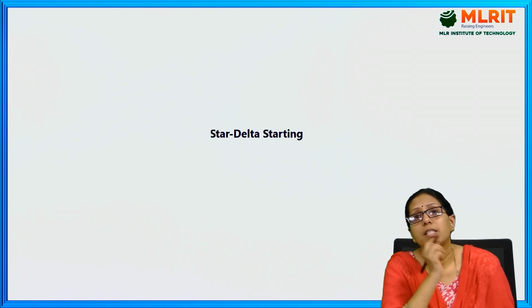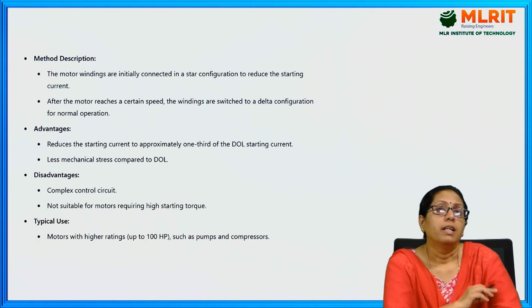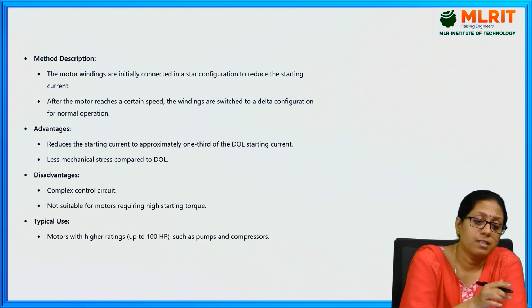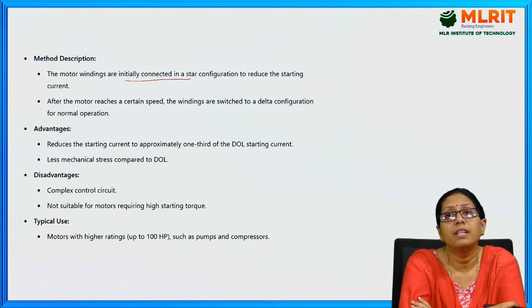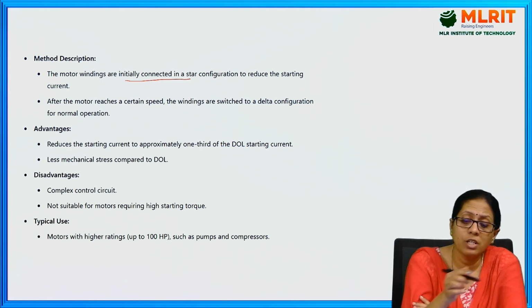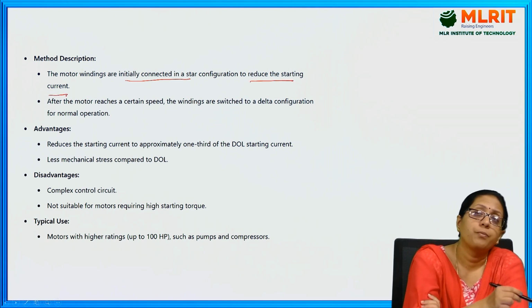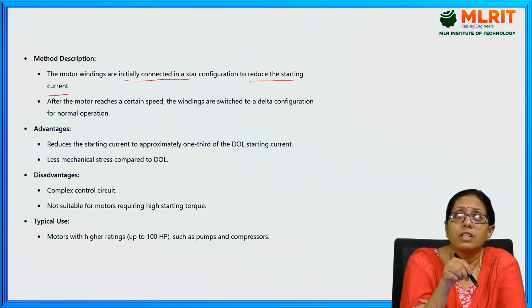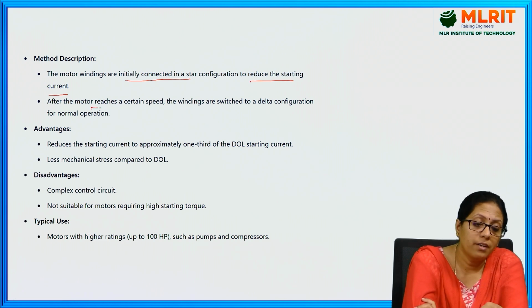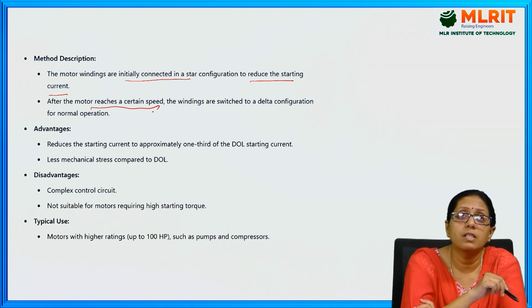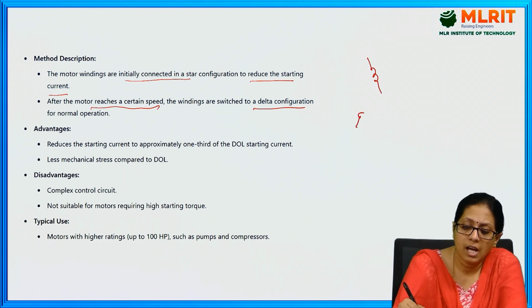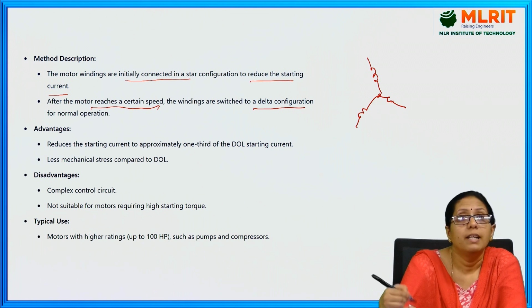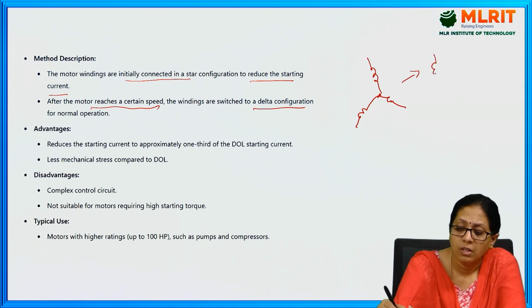Next type is star delta starting. In this method, the motor windings are initially connected in star configuration to reduce the starting current. In order to reduce it, we connect in star first. After the motor reaches a certain speed, the windings are switched to delta configuration. That means initially the star configuration is there, and later on it is converted to delta configuration.